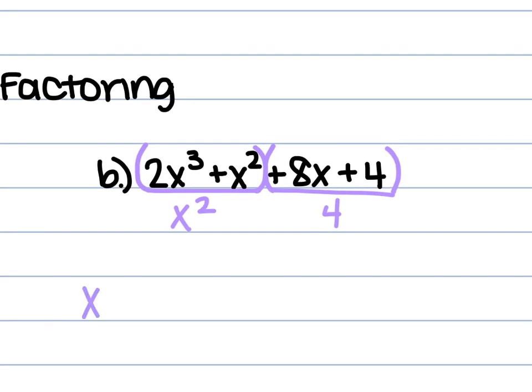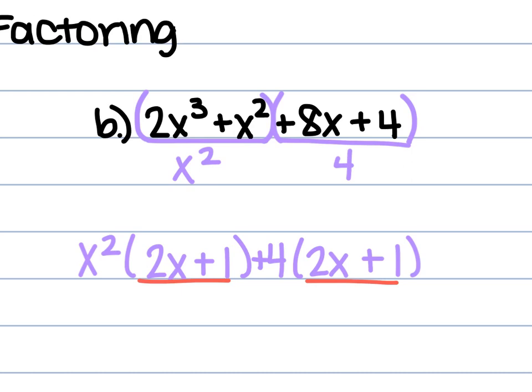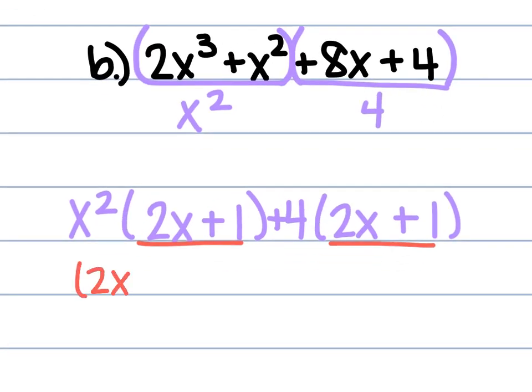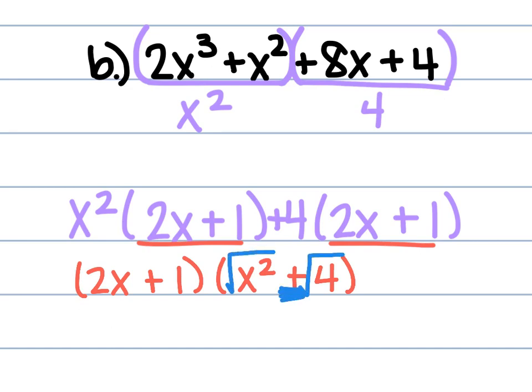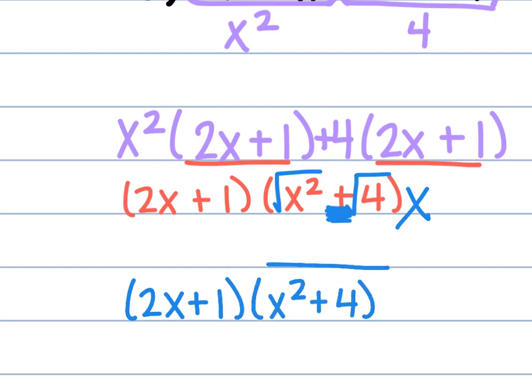So this is going to leave us with x squared times 2x plus 1. And the 4 is positive that we're bringing out, so plus 4 times 2x plus 1. From here, our two parentheses are the same. So we're going to have 2x plus 1 times x squared plus 4. Now, yes, you can take the square root of that x squared. Yes, you can take the square root of that 4. But because that positive is there, you cannot factor this one any further. So our answer is just the 2x plus 1 times the x squared plus 4.